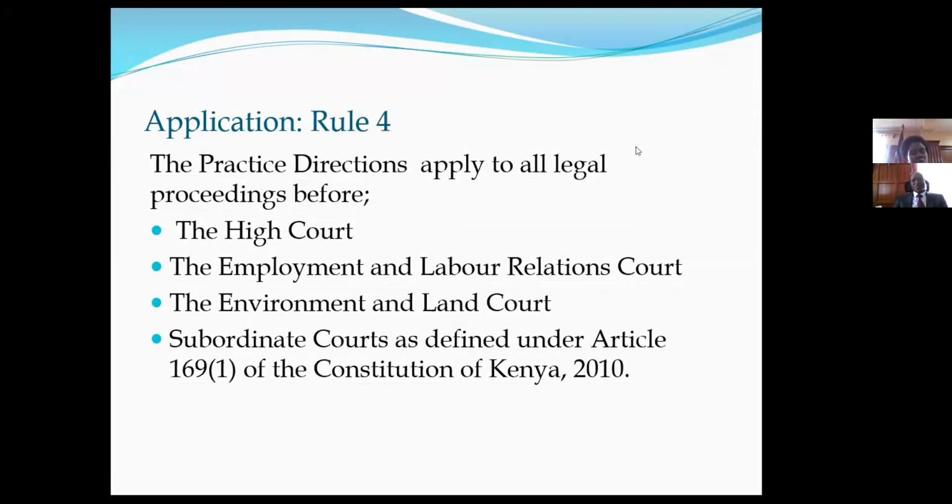So I'll just be running us through those rules, and we're now looking at Rule 4, and that rule relates to the application of the directions. So these practice directions apply to all legal proceedings that have been conducted before the High Court, the Employment and Labor Relations Court, the Environment and Land Court, and subordinate courts as defined under Article 169(1) of the Constitution of Kenya. So you'll note that these practice directions do not apply in the Court of Appeal, and neither do they apply in the Supreme Court.